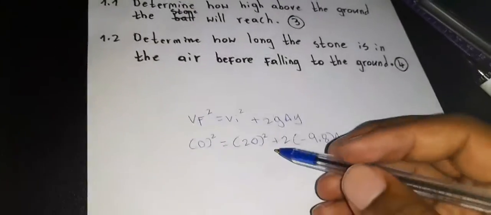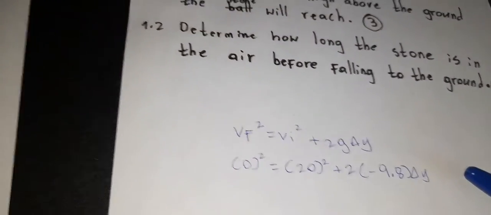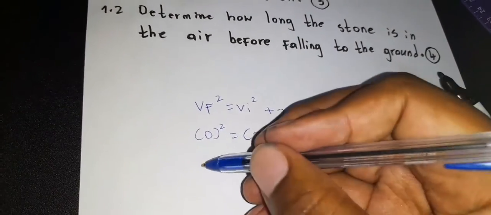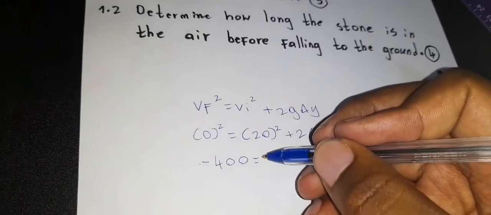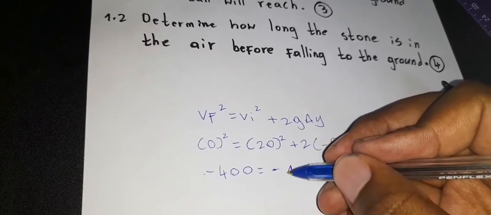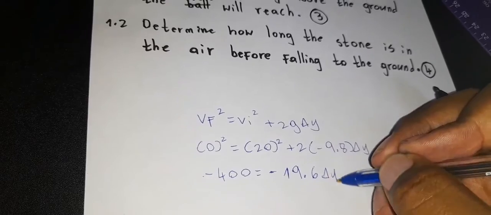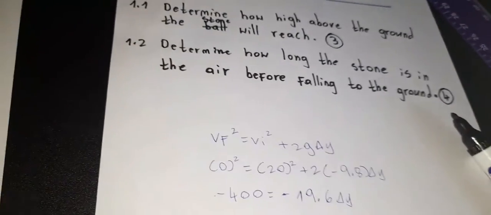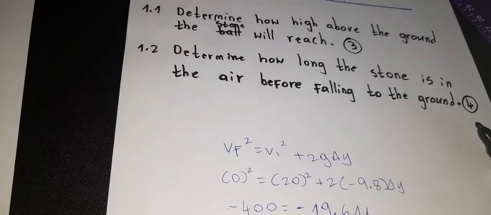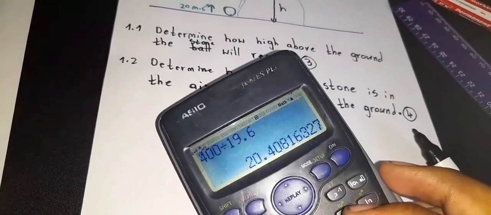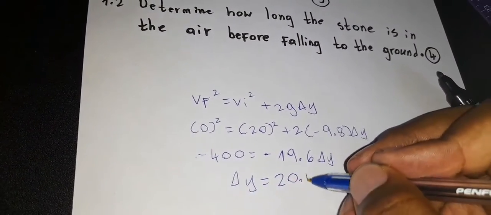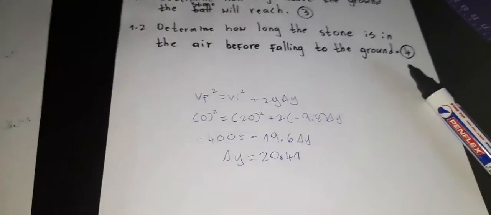change in y. So 20 squared, let me see, what is 20 squared? It's 400. So positive 400 to the other side becomes negative 400, which is equal to 2 times negative 9.8, which becomes negative 19.6. So we divide both sides by negative 19.6. We get 400 divided by 19.6, we get a value of 20.41. This is the value I get here. Change in y is equal to 20.41, rounded off to 2 decimal places.